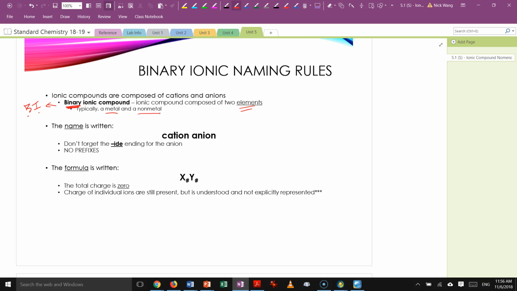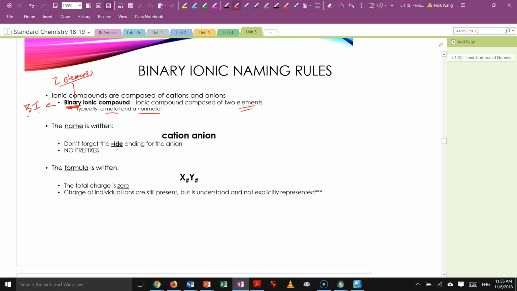So the word binary, just in case you're not clear about this, refers to 2, but specifically 2 elements. Not 2 atoms, not 2 ions, but specifically 2 different elements. So that's what binary refers to in all these discussions. The name is written as cation first, anion second. There's no additional changes to it. There's no parentheses. There's no anything else.